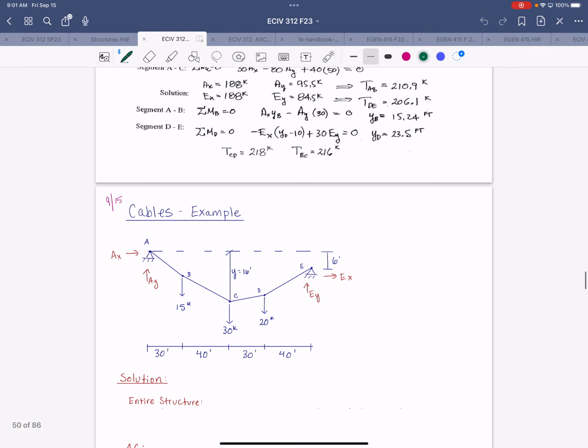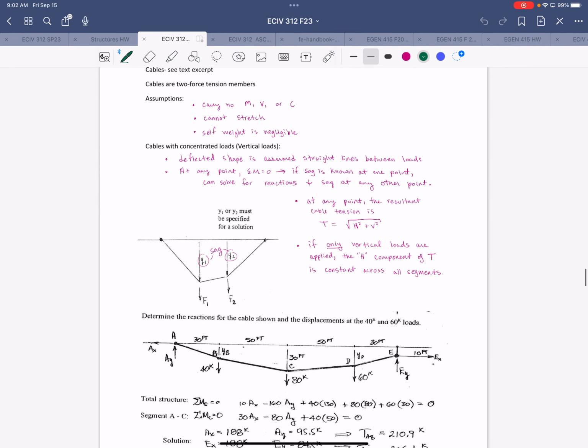So with this cable, as a quick recap, remember we looked at arches and cables last time, and with the cable, the extra equation that we get basically comes from assuming the deflected shape. And with that geometry, we assume that the deflected shape consists of straight line segments between supports and point loads. If we know one of the vertical distances, then we can find all the reaction forces, because with a cable, it's going to be pinned at both ends, so we're always going to have reaction forces.